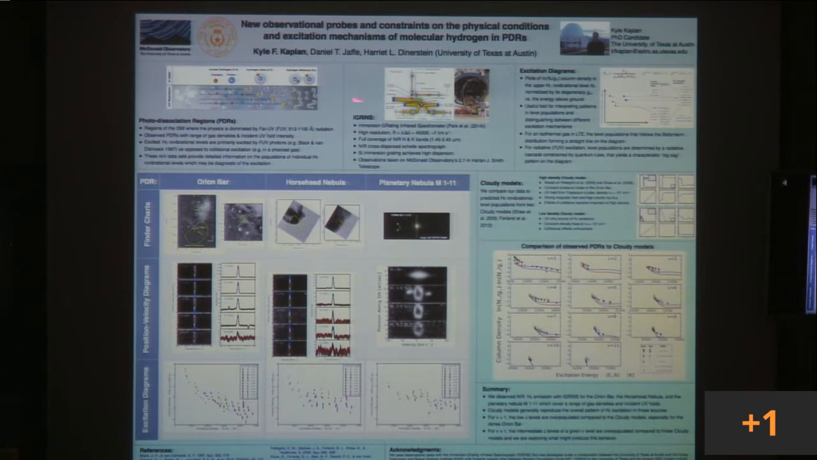For these observations, I use this new instrument called IGRINS, which gets a large wavelength coverage, 1.5 to 2.5 microns, at high resolution. So I can see many of these rovibrational molecular hydrogen transitions. If you have any more questions, come by my poster. It's number 11. Thank you.